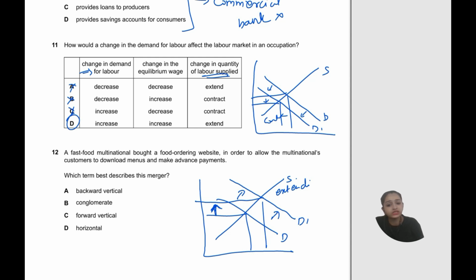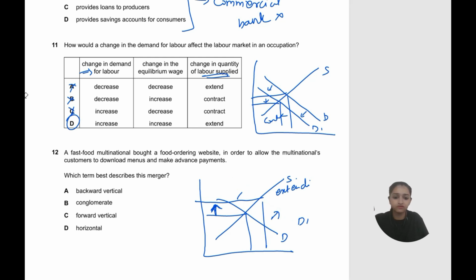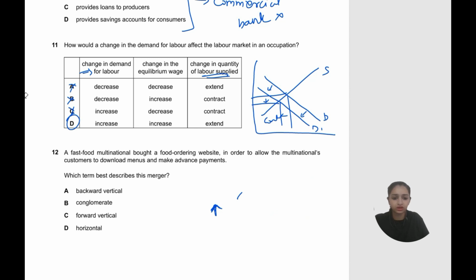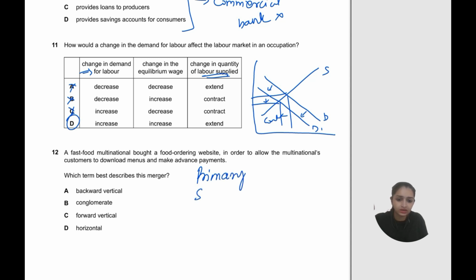12th one. A fast food multinational bought a food ordering website in order to allow the multinational's customers to download menus and make advance payment. Which term best describes this merger? Now, a lot of students get confused between this, but if you know that there are four sectors in any economy: the first sector is primary, second, secondary, tertiary, and quaternary.